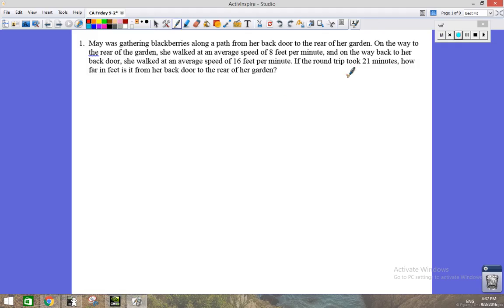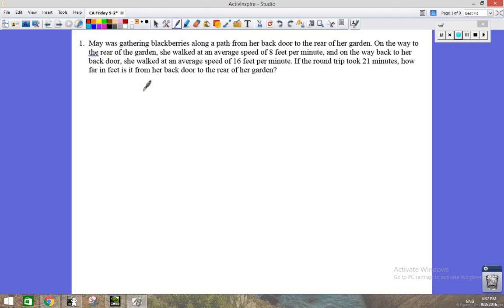If the round trip took 21 minutes, how far in feet is it from her back door to the rear of her garden? So she's gathering blackberries. So that's why when she's going out that she's walking slower, that she must be picking the blackberries. And then when she's done and turns around and goes back to her back door to go in the house, she just walks straight in. So that's why she's walking faster, or at least that's what I would assume.